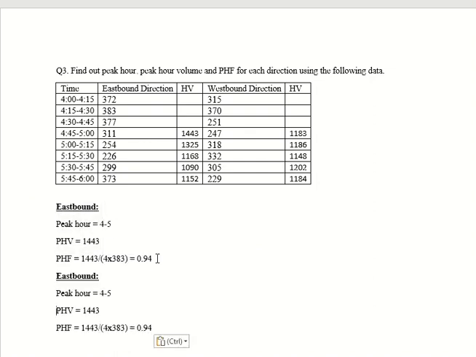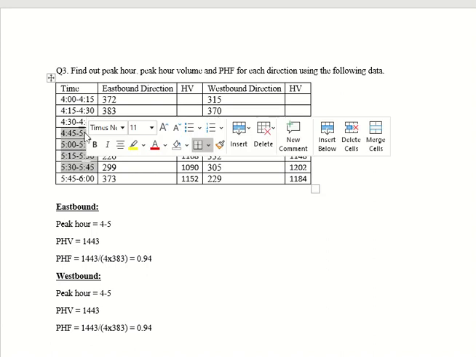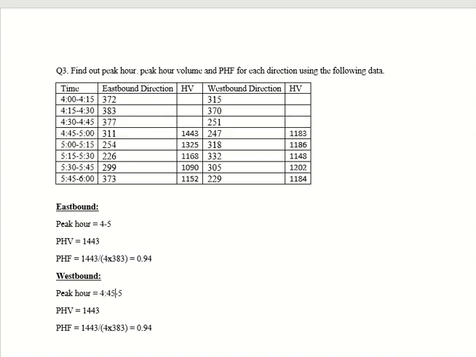And you have to repeat the same thing for the westbound as well. So you can see here the peak hour. Where is the peak hour? I have 1183, 1186, and then I have 1202. So this is the peak hour now, 1202. This is from 4:45 to 5:45. These 4 intervals were combined, right? So 4:45 to 5:45, the value is 1202.